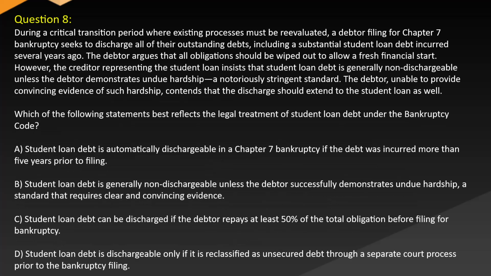Question 8. A debtor filing for Chapter 7 bankruptcy seeks to discharge all of their outstanding debts, including a substantial student loan debt incurred several years ago. The debtor argues that all obligations should be wiped out to allow a fresh financial start. However, the creditor representing the student loan insists that student loan debt is non-dischargeable unless the debtor demonstrates undue hardship, a notoriously stringent standard. The debtor, unable to provide convincing evidence of such hardship, contends that the discharge should extend to the student loan as well.